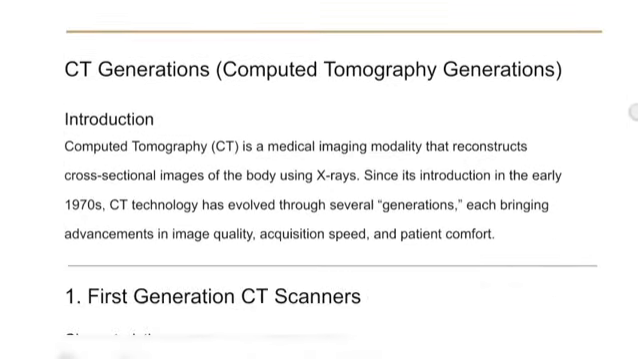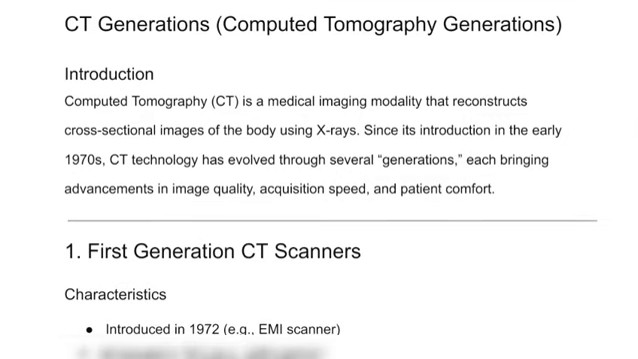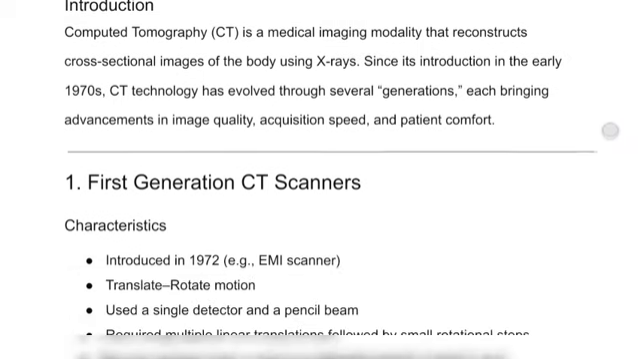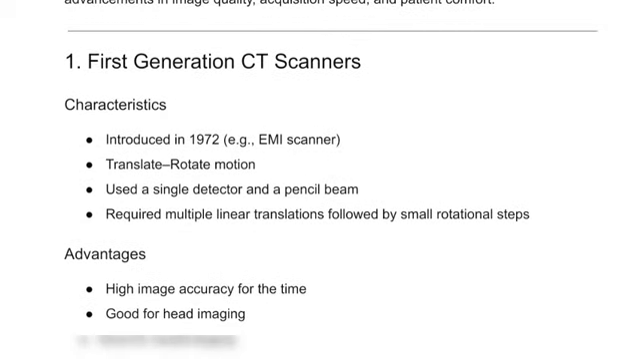The next topic is the generations. What are the CT generations? Computed tomography is a medical imaging modality that reconstructs cross-sectional images of the body with the help of X-rays. Since its introduction in the early 1970s, CT technology has evolved through several generations, and each brought advancements in imaging quality, acquisition speed, and patient comfort. First, the first generation CT scanners and their characteristics.